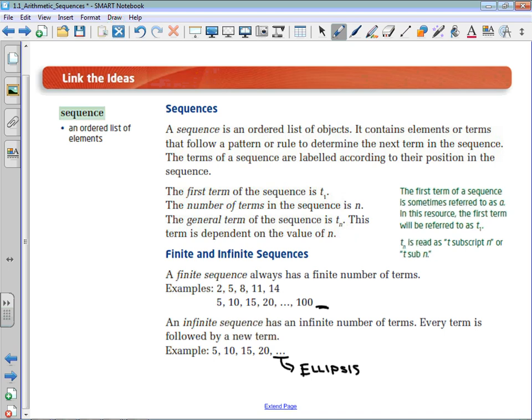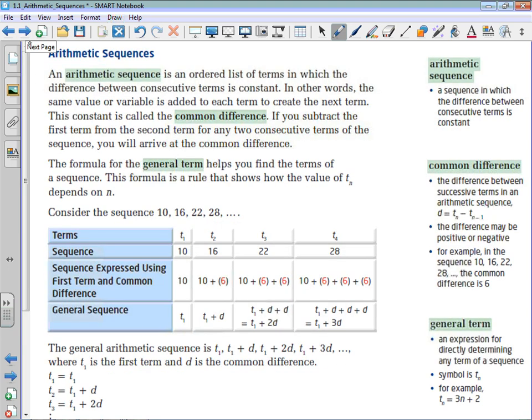Now, you might be thinking, well, here are three dots right here, but because they're in the middle of the sequence, that's basically just mathematicians being lazy, and they didn't want to actually write out each multiple of 5 all the way to 100. So when we see the three dots at the end of the sequence, it indicates it goes on forever, but when it's in the middle of the sequence, it just indicates that the pattern continues.